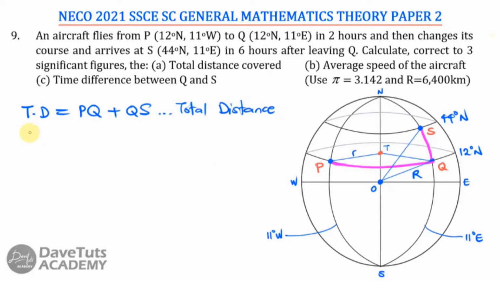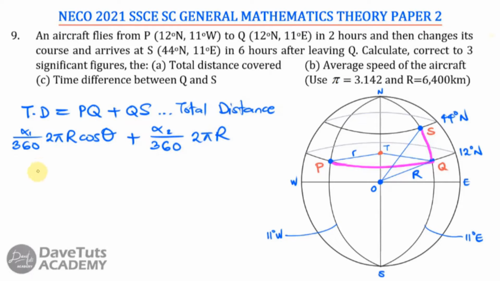PQ, we said, is alpha over 360 multiplied by 2 pi R cos theta, and theta is the angle of the parallel of latitude. Alpha is the angular term of the longitude of P and the longitude of Q, plus the distance QS. Let me call this alpha 1 and this alpha 2, over 360 multiplied by 2 pi R, straight and direct.